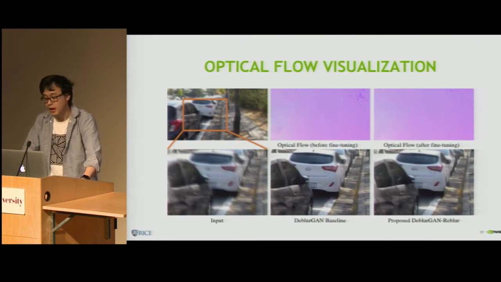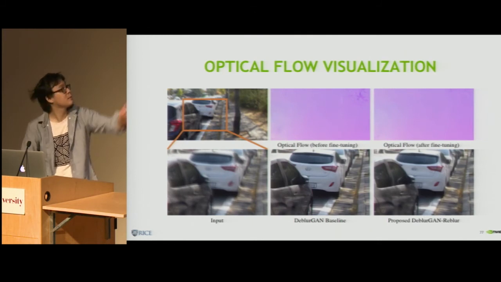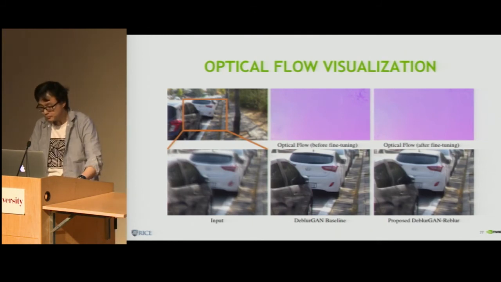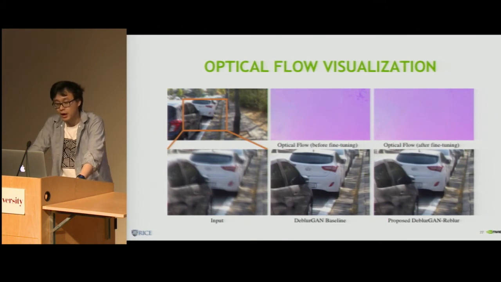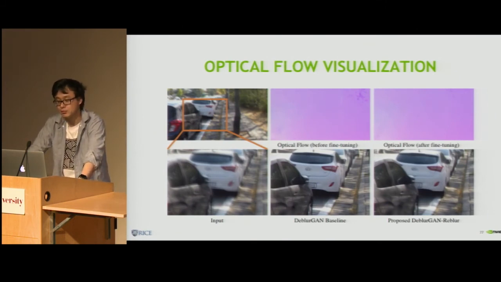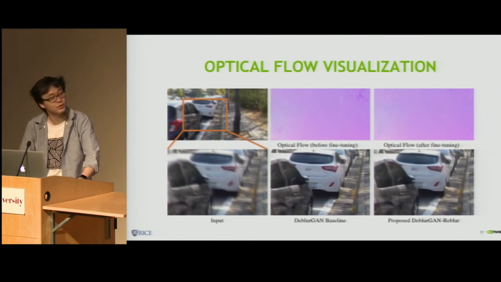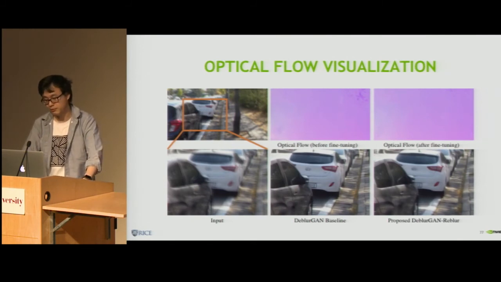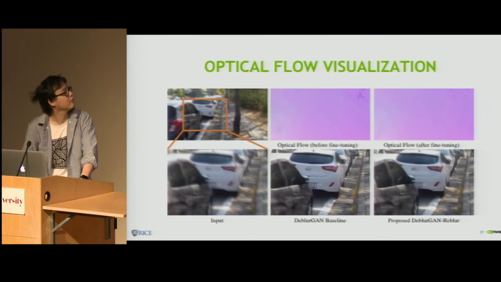In this case, the motion is dominated by camera motion, so the optical flow is expected to be uniform across the view. And as one can see here, our refined network helps to get a more accurate optical flow estimation, besides providing a more realistic deblurring result.